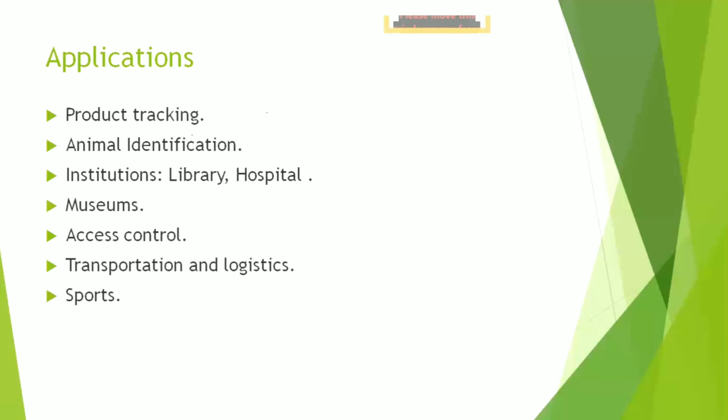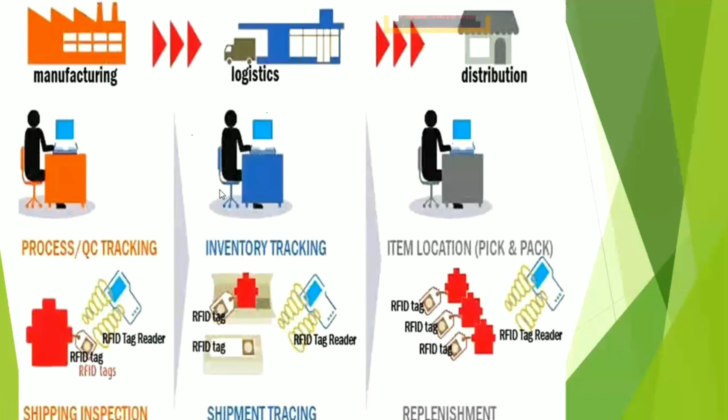As I have already discussed, it can be used in product tracking, animal identification. It can be used in institutions, museums, access control, transportation and logistics, and sports. If you want to know how RFID is used in libraries, there are many videos on YouTube which show how RFID is being implemented in some of the Indian libraries. Please watch them to know more about this application. So as you can see, these are the various applications of RFID technology.